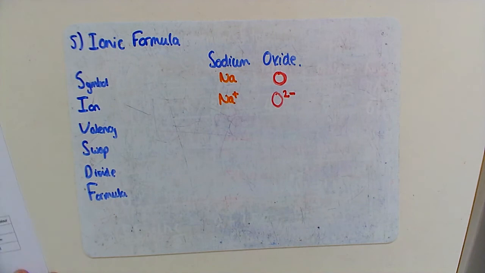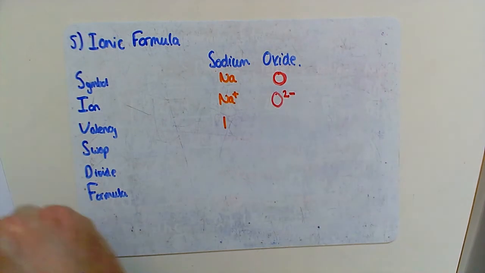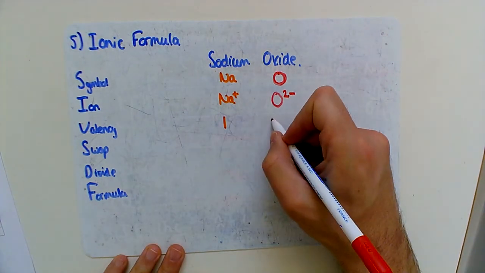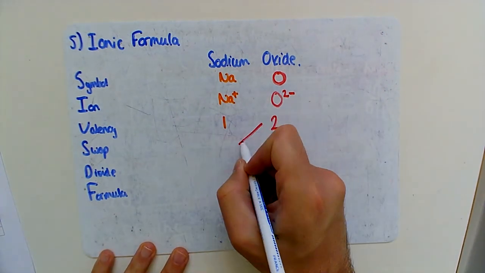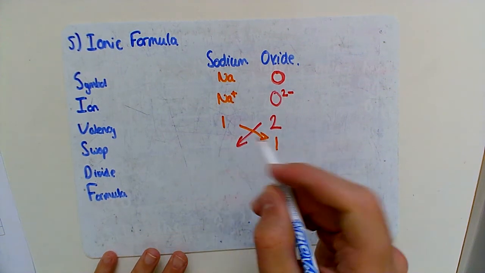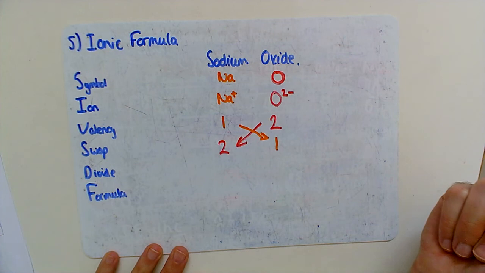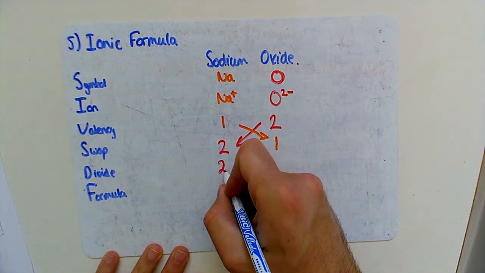Now valencies. Again, sodium's group 1, so it's got a valency of 1. Oxygen is group 6, and it's got a valency of 2. We swap. Can we divide? Not in this case, we cannot.